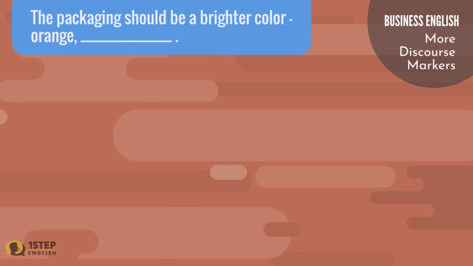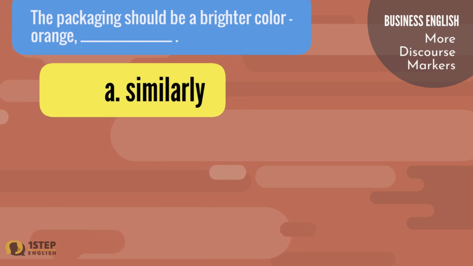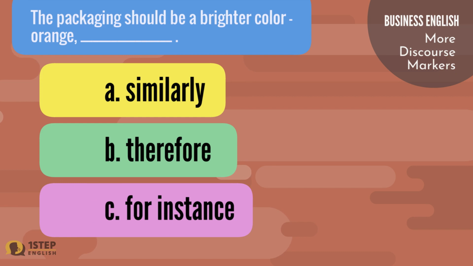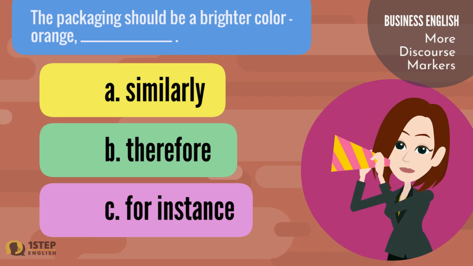The packaging should be a brighter color, orange. Letter A, similarly. Letter B, therefore. Letter C, for instance. The correct answer is letter C. For instance. The packaging should be a brighter color, orange, for instance.